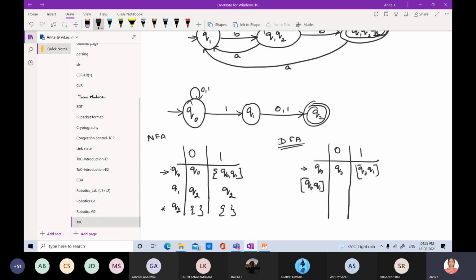For input symbol 0, transition to Q0, union, from state Q1 for input symbol 0, I am having transition to Q2. Please make a note, this is the new state Q0Q1, which is based on these two different states. So the transition on input symbol is going to be dependent on the union of these two. Here this is going to be Q0Q2, and here it's going to be Q0Q1Q2.